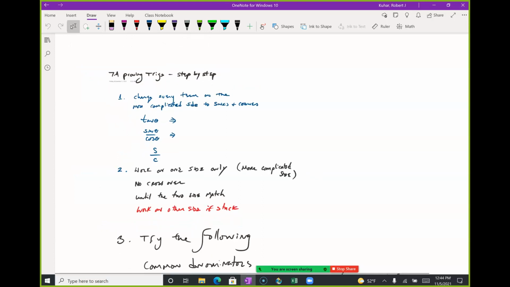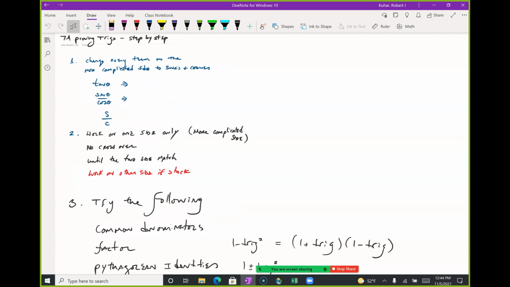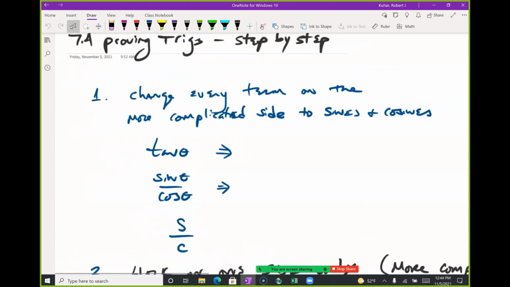Okay. So I want to change every term on the more complicated side of the problem into sines and cosines. So for example, if I had a tangent of theta, right? I could write that as sine over cosine. And so now I've got everything in terms of sines and cosines. I'm just going to use S over C. S for sine, C for cosine. Because I don't want to keep writing sine of theta over cos of theta, especially if it's like 7 to 10 lines long of work.